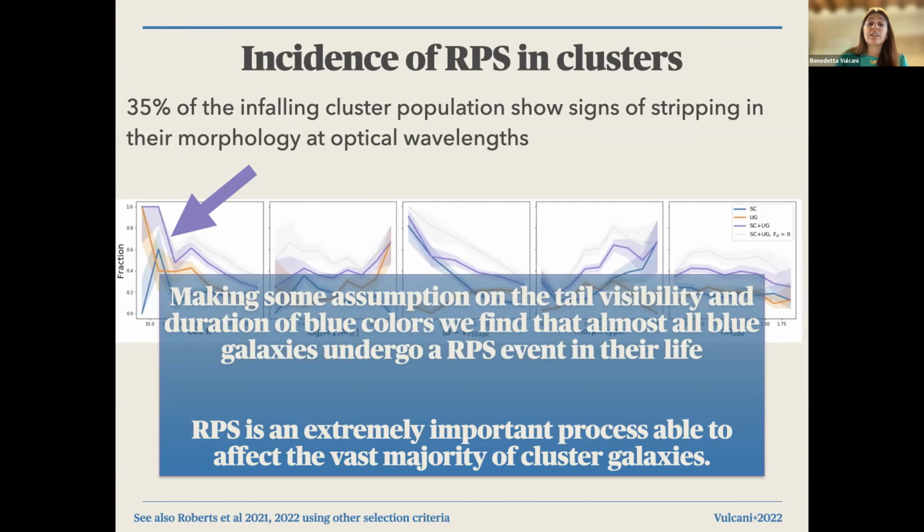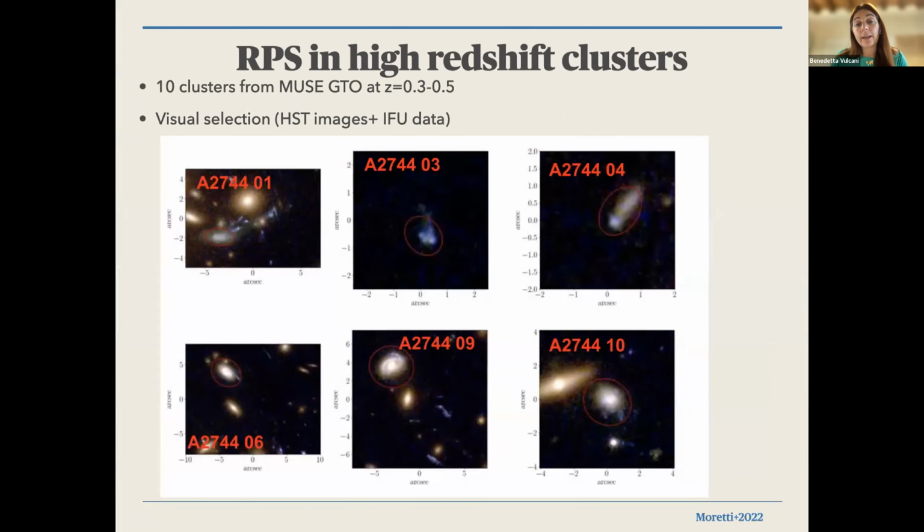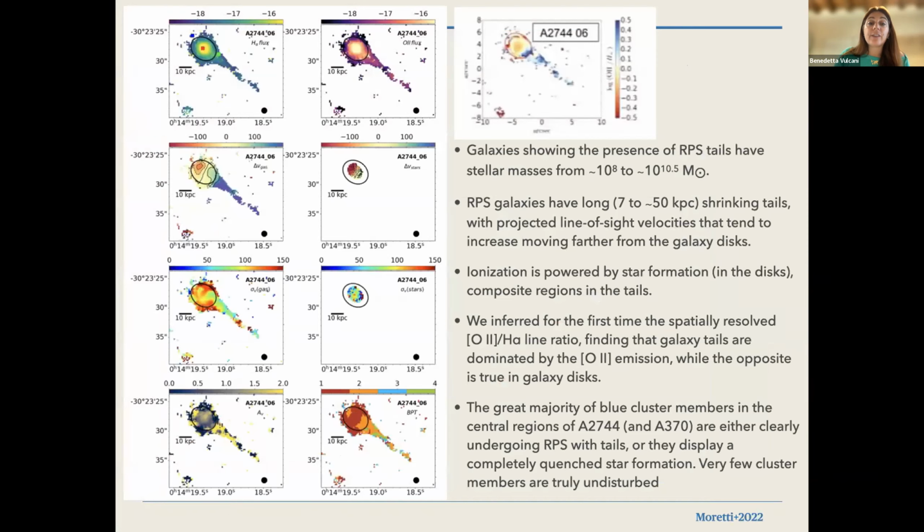Now, just to conclude, this has been done in the local universe, but we are moving toward higher redshift. We have 10 clusters, again observed with MUSE, in a redshift range between 0.3 and 0.5, and we are selecting ram pressure stripping candidates and confirming that ram pressure stripping is also enacted in these clusters. And even at higher redshift, MUSE gives us information on a wide range of properties, from emission lines to the stellar and gas kinematics, the ionization mechanisms, the presence of dust.